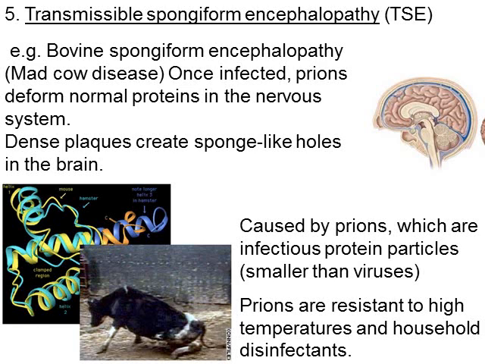Prions are really bizarre. They're a protein that can move into tissue and start to reproduce. So they're little infectious particles, and they're smaller than viruses. Prions are very resistant to high temperatures, household disinfectants, and other factors that kill most bacteria. Dense plaques form holes, hence the name spongiform.